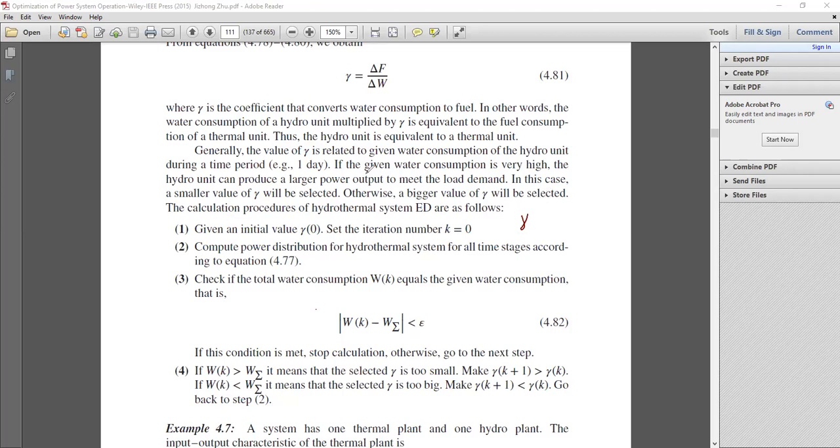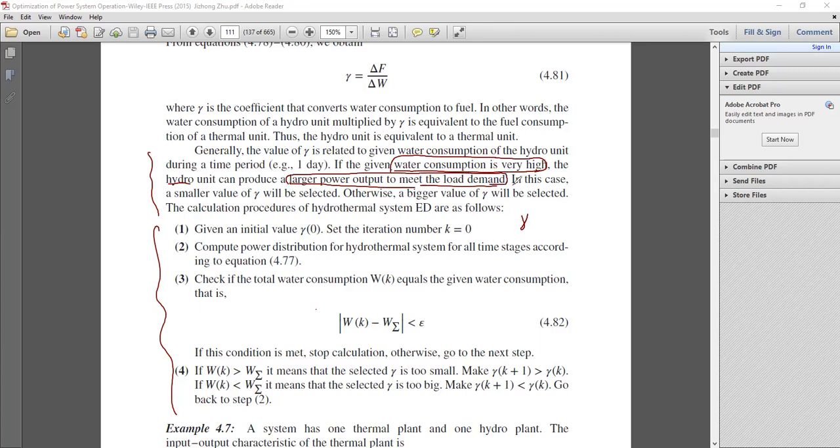So if you have higher water consumption, you have higher power output to meet the load demand. Throughout our iteration, the detailed algorithm will be discussed later. Here, they are simply giving you a little glimpse of what is going to come next. So if you have higher water consumption, then higher output could be met.